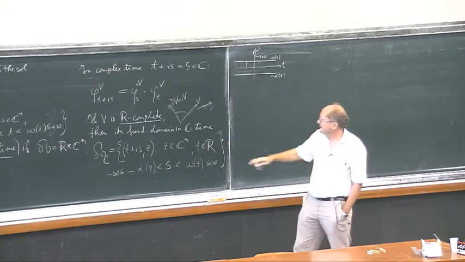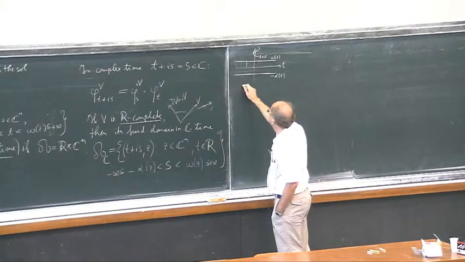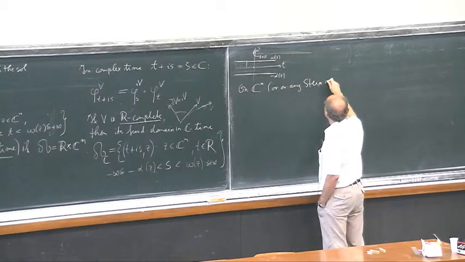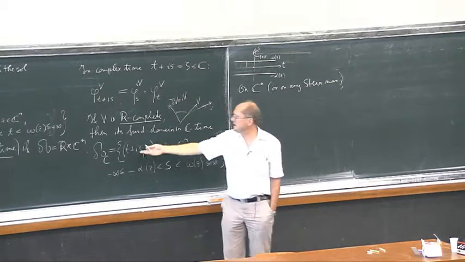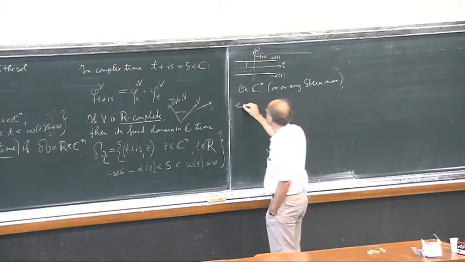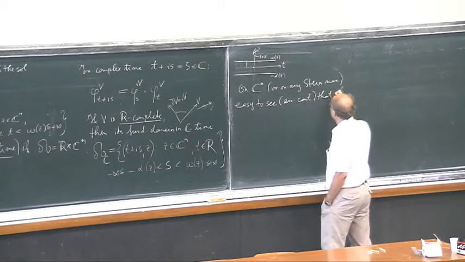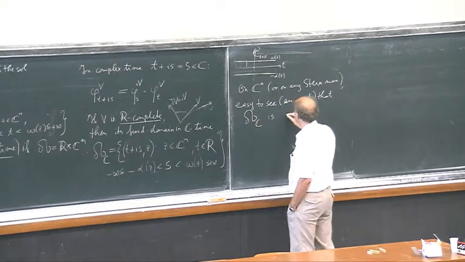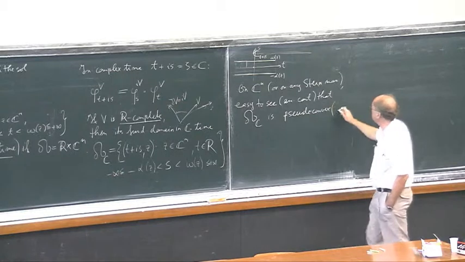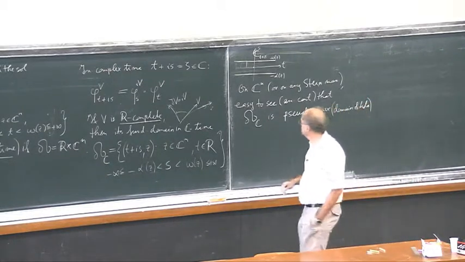Namely, that if you're really on Cn, or in fact on any Stein manifold, it's easy to see by simple analytic continuation arguments that this fundamental domain in complex time, omega c, is actually pseudo-convex. So it means the same as domain of holomorphy. But this is just by analytic continuation.